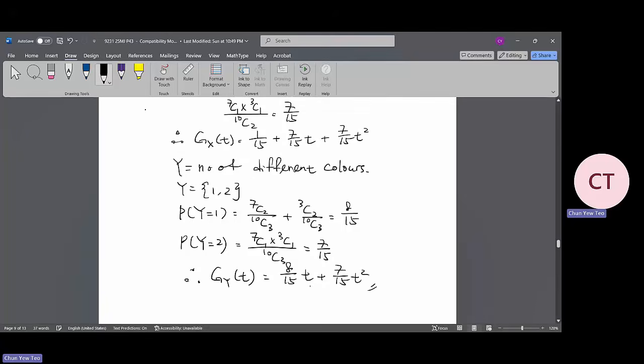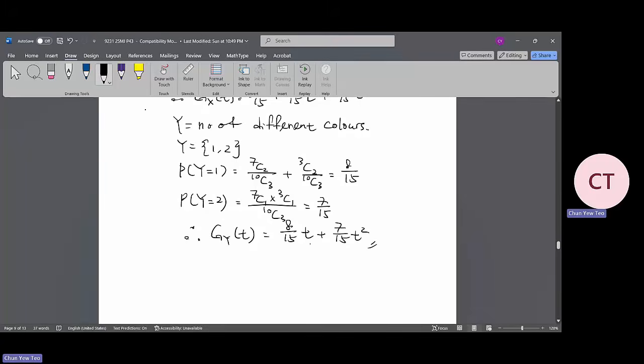Okay, done. So for the other cases, for those who are using Y equals 0, 1, you may refer to the special remark in the mark scheme. So now move on.